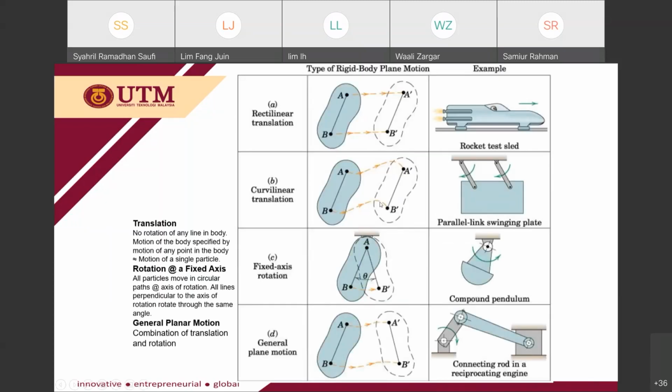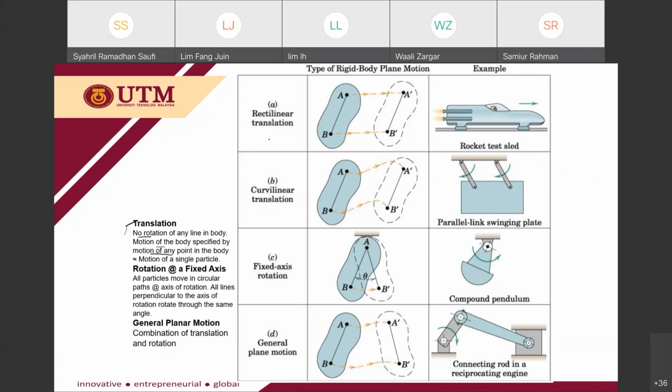This is an example of how to recognize the type of motion of rigid bodies. So what is translation? Translation means that there is no rotation of any line in the body. Motion of the body is specified by the motion of any point in the body. So we use a point in the rigid body to specify whether the rigid body moves in translation or not.